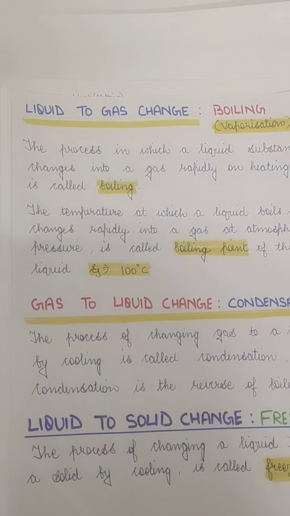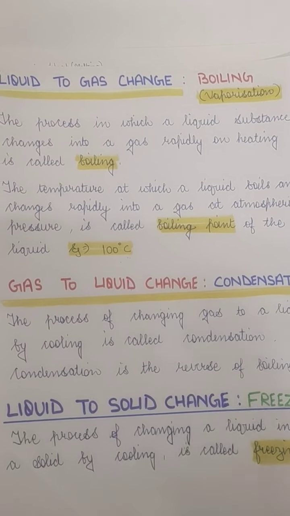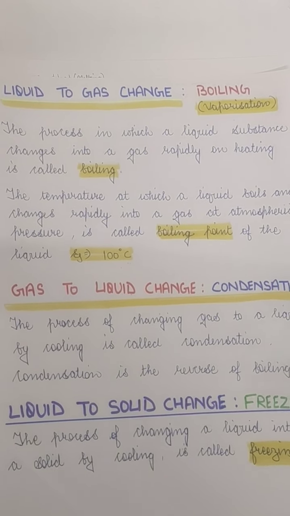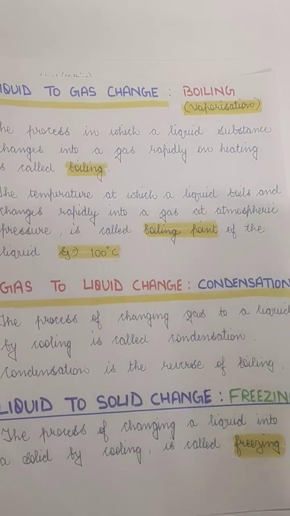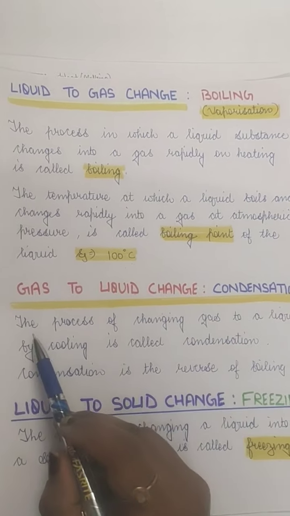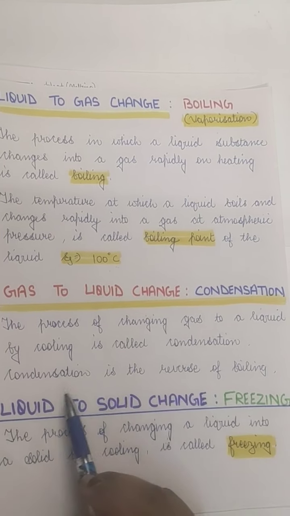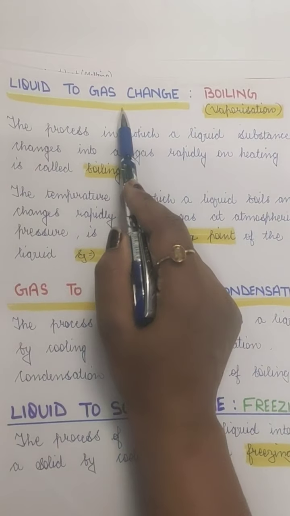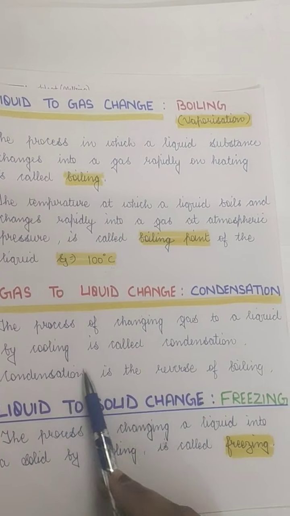Due to the increase in temperature, the ice has converted into water, the liquid state. Then we heat it more, and it converts into vapors. If we put a plate on our pan, we'll find that those vapors, when they condense, convert into liquid again. So when gas changes into liquid, it is called condensation. The process of changing a gas to a liquid by cooling is called condensation. Condensation is a kind of reverse of boiling. When we boil, we convert liquid into gas, but when we condense, we convert gas into liquid.